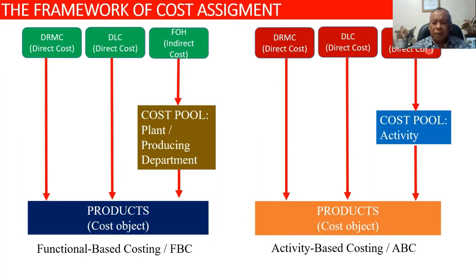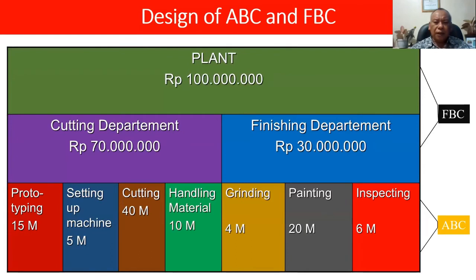In activity-based costing, the cost pool that we have is the activity. So the factory overhead costs should be assigned first to the activity, and then in the second stage, we assign the activity cost to the product. If we talk about the activity, it is related to business process. This is the design of activity-based costing and functional-based costing.